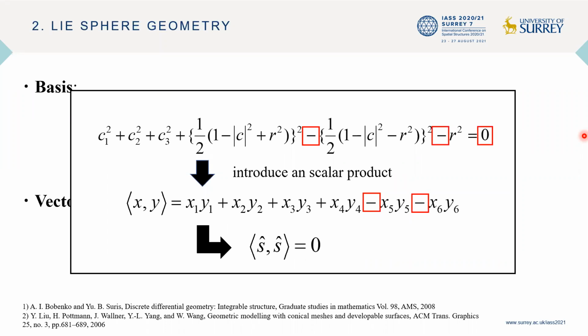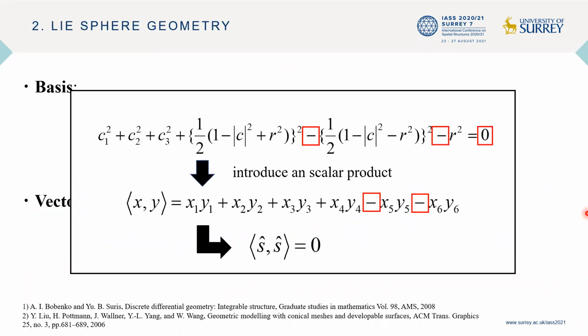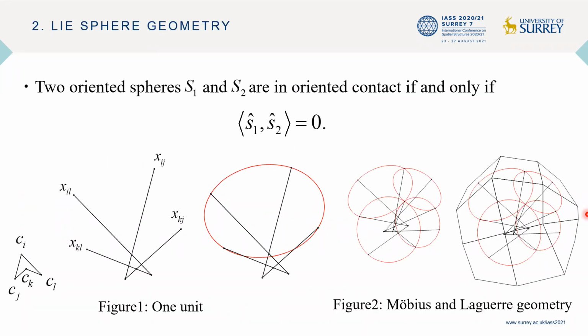Note that the right side is equation 2, 0. This fact suggests that we introduce this scalar product. Thus, we may identify an oriented sphere S with a point S hat of R6. Thus, an oriented sphere S hat satisfies S hat product S hat equal to 0. Two oriented spheres S1 and S2 are in oriented contact if and only if S1 hat product S2 hat is equal to 0.